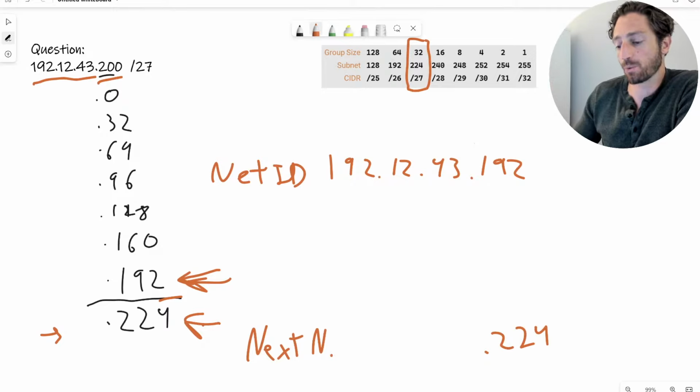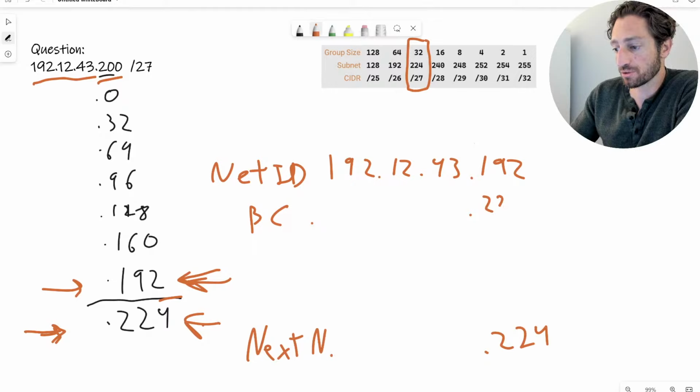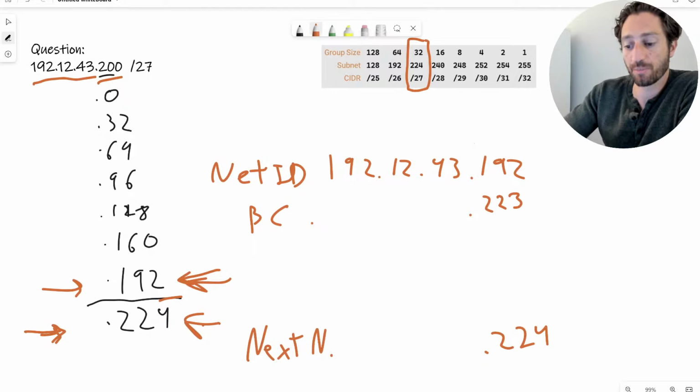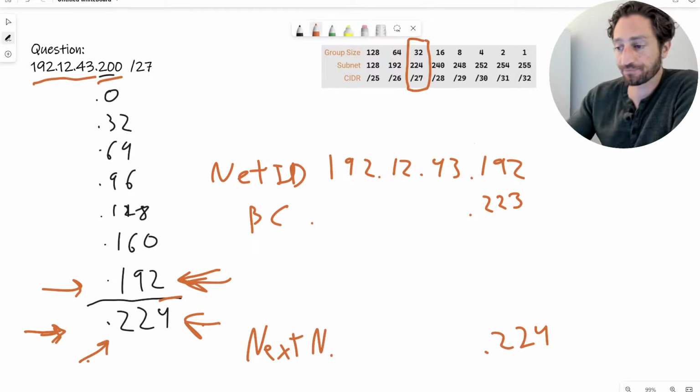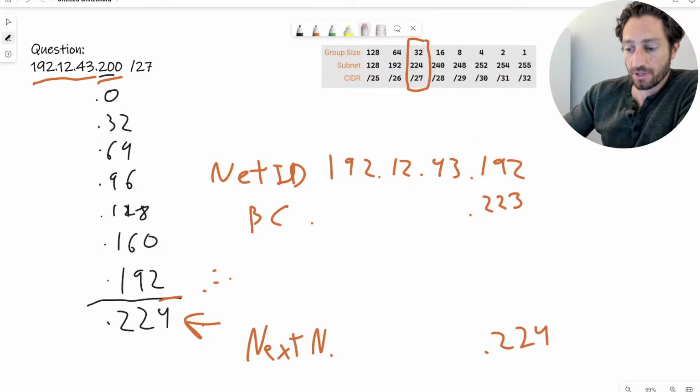For this type of problem, you won't necessarily need the next network, but it does help you solve the broadcast IP, because the broadcast IP is the last IP address in this subnet, which means it's the IP address directly before that number. So the broadcast IP address for this subnet would be .223. All I did was take 1 from 224 over here. So that right there gives us the network ID and the broadcast IP address.